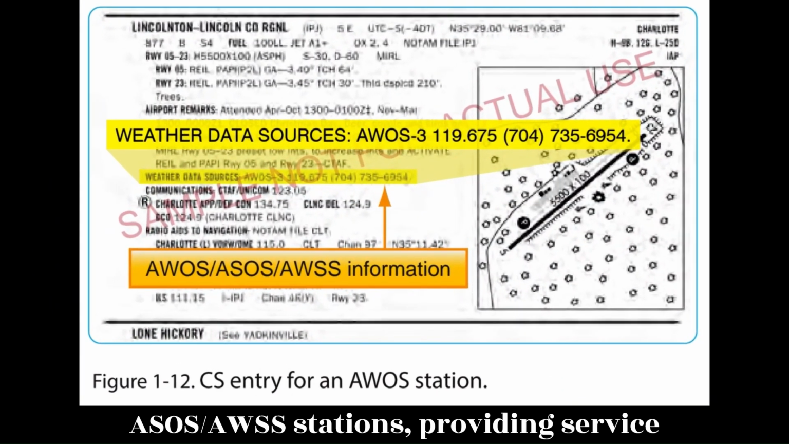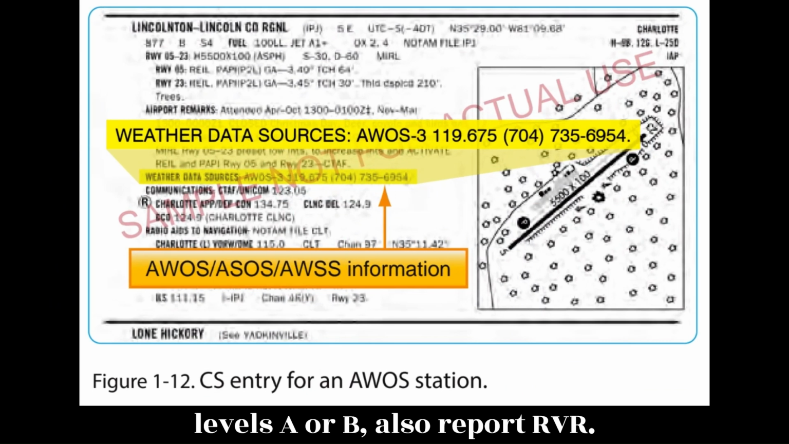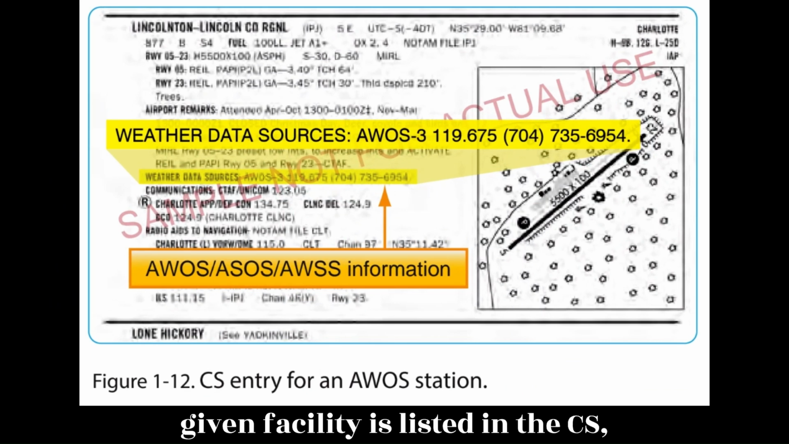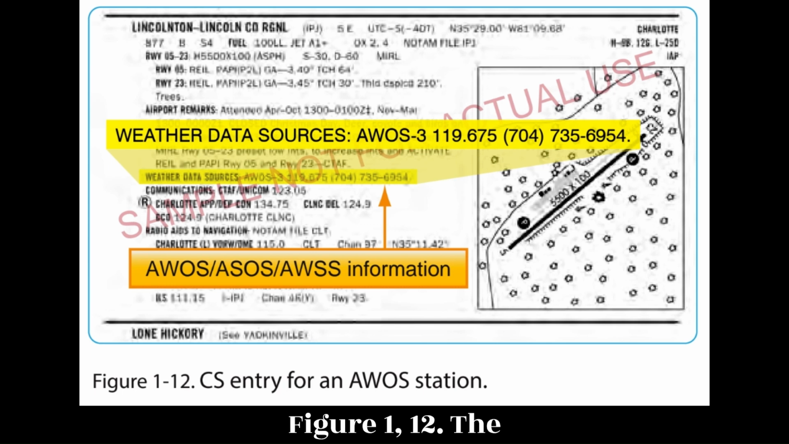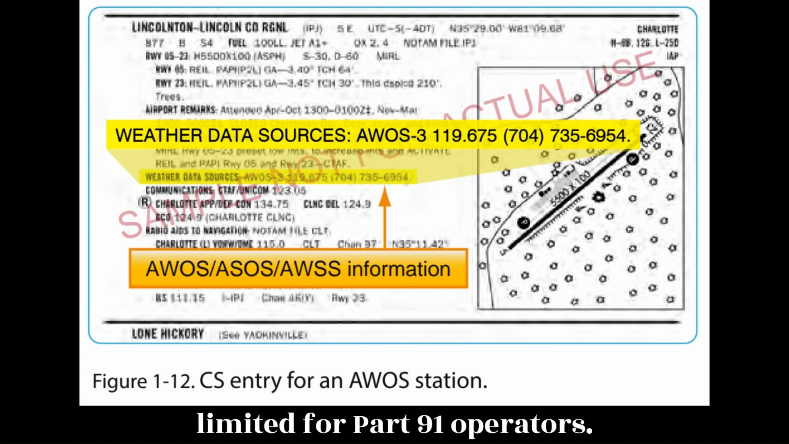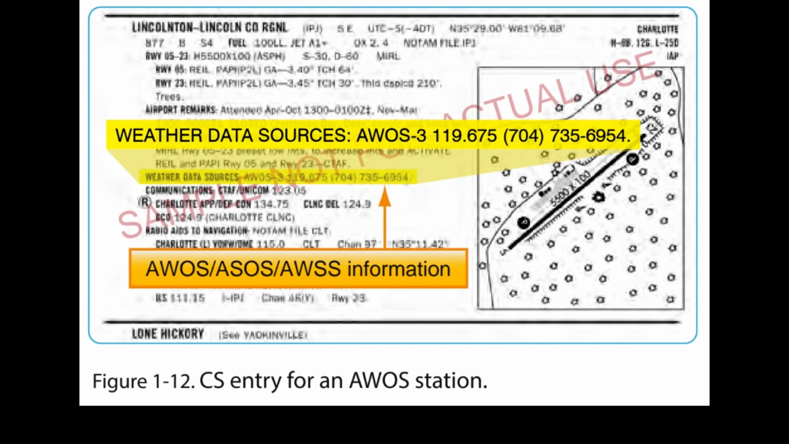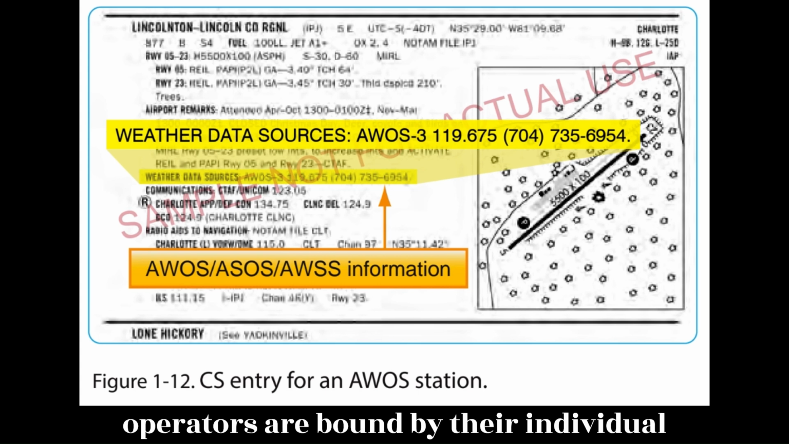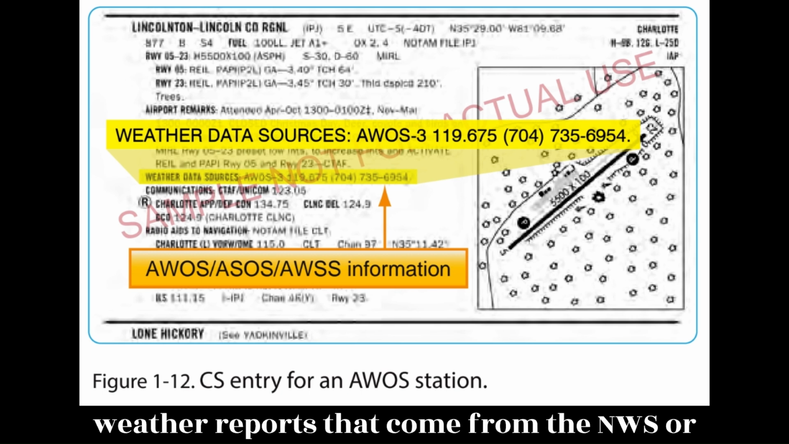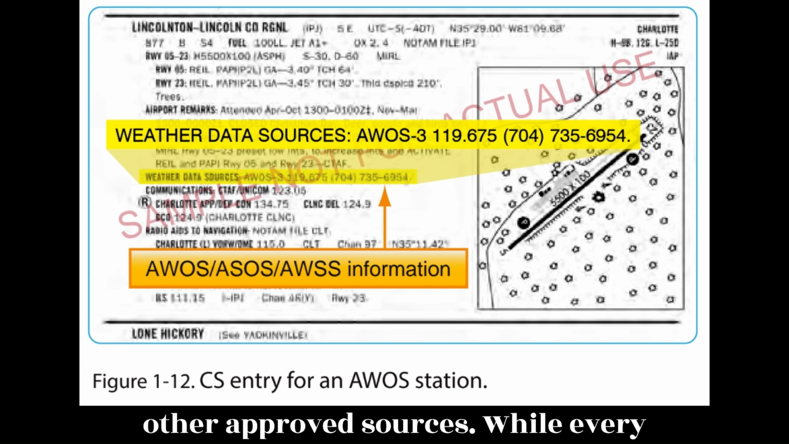ASOS/AWSS stations providing service levels A or B also report RVR. The specific type of equipment found at a given facility is listed in the CS, Figure 1.12. The use of the aforementioned visibility reports and weather services are not limited for Part 91 operators. Part 121 and 135 operators are bound by their individual opspecs documents and are required to use weather reports that come from the NWS or other approved sources.